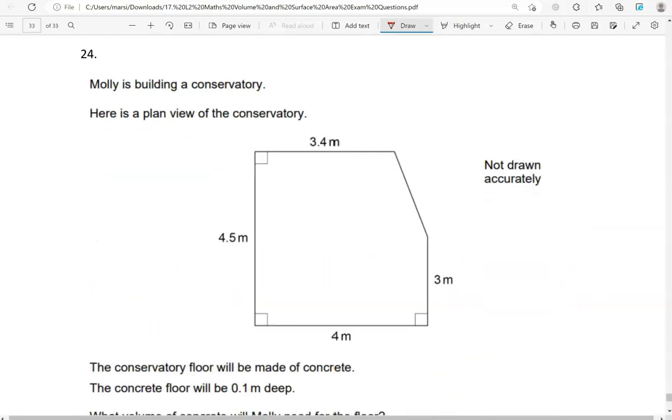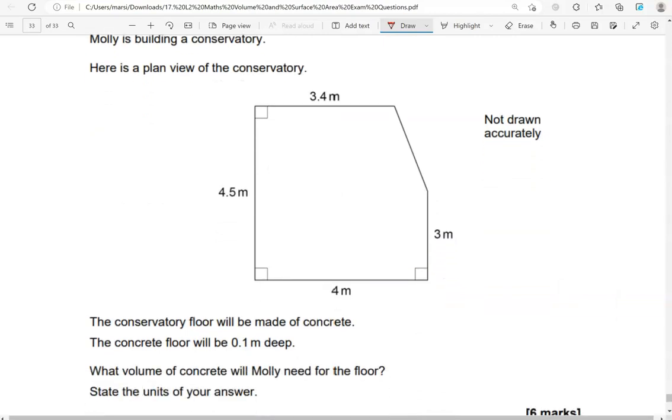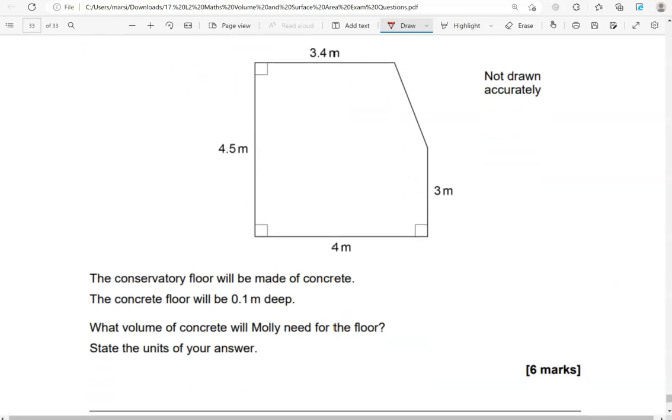Molly is building a conservatory. Here is a plan view of the conservatory. Plan view, that is looking at it from the top. The conservatory floor will be made of concrete. The concrete floor will be 0.1 meters deep. What volume of concrete will Molly need for the floor? State the units of your answer. So this is a compound shape. It's made of different simple shapes. I'm going to split it here and then here as well. So if I work out the area, then I can multiply it by the depth to get the volume.